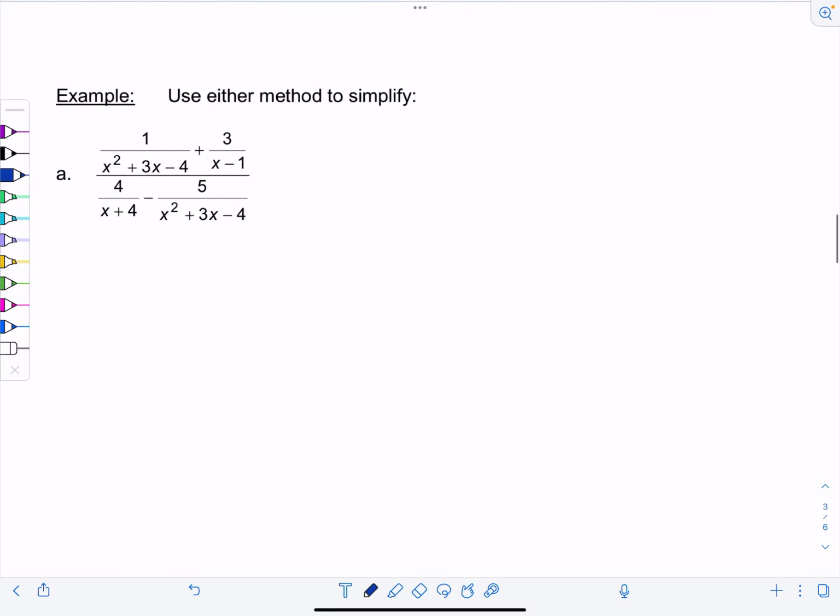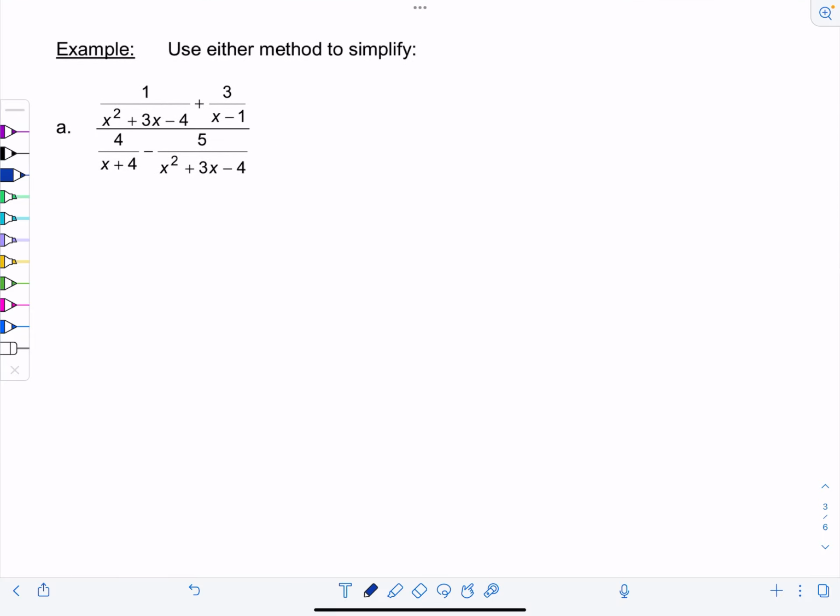So here's another example. It says use either method to simplify. Honestly, I'm just going to do the first method because I'm noticing there's two fractions in the numerator, two fractions in the denominator. I don't want to deal with adding and subtracting them first and then dividing. Just sounds like a pain. I'd rather just be fraction free, hit everything with the LCD from the get-go. Now, in order to identify the LCD, I have to factor all the denominators. So let's go ahead and do that first.